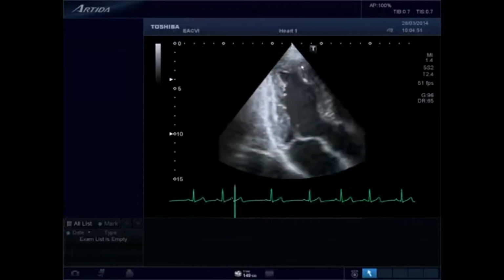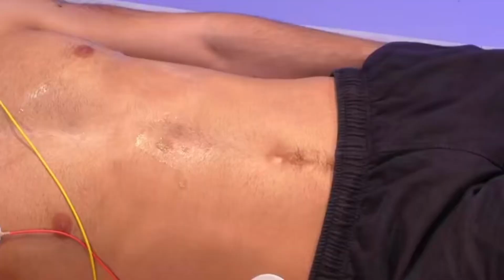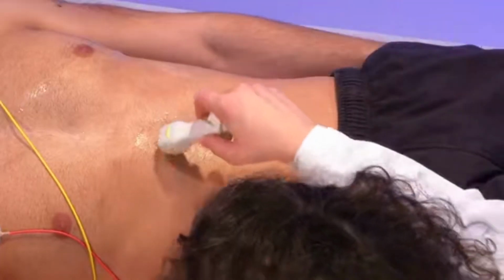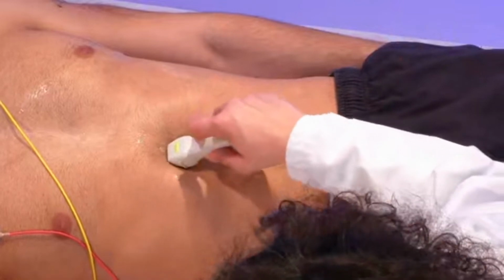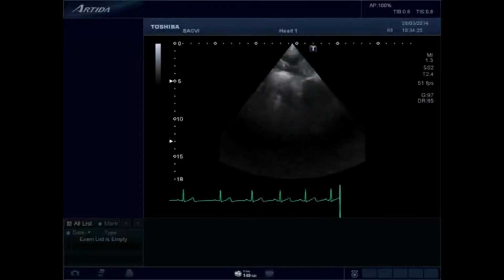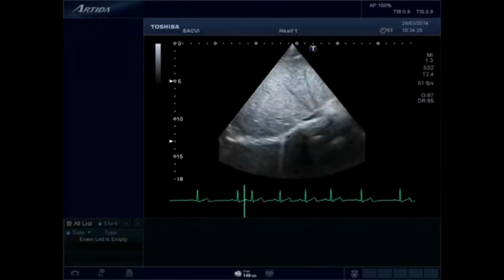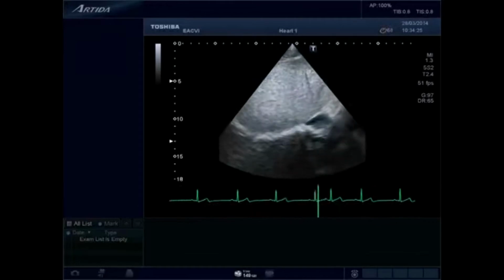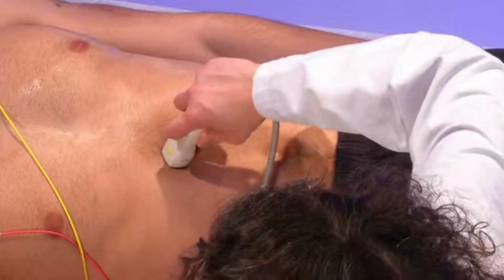Okay. So now we will move on with the subcostal views. So I will put the transducer just behind the xiphoid. And I will try to obtain first a view of the inferior vena cava. So I will ask the patient to take an inspiration and to breathe.